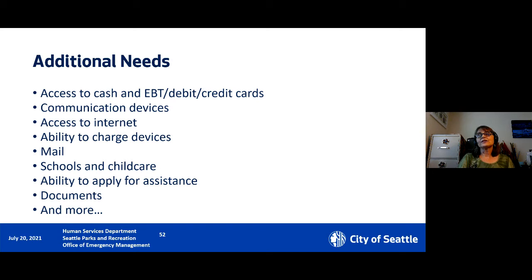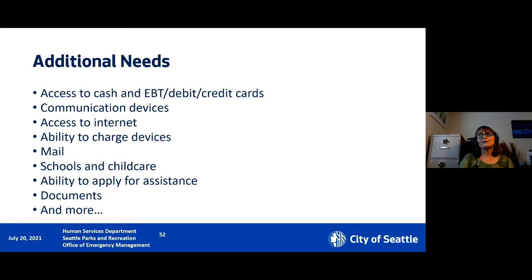Access to the internet can be an additional need. Is it available citywide? If not, what strategies can be used to enable internet access? This can range from working with internet providers to offering internet access at libraries or other sites. Another need is ability to charge devices. So the ability to charge devices enables people to communicate, access information, maintain life supporting devices, and so much more.